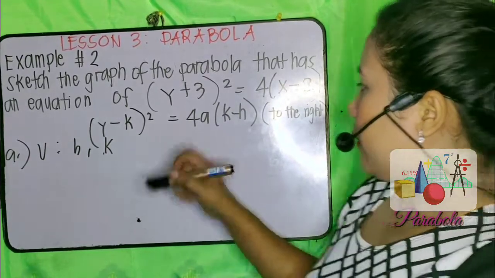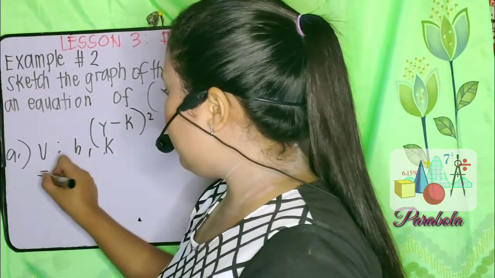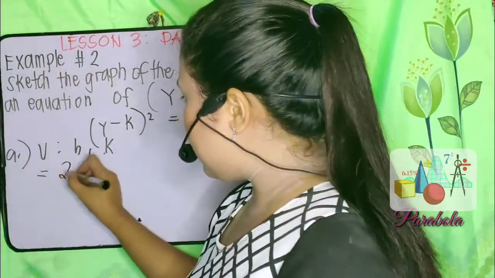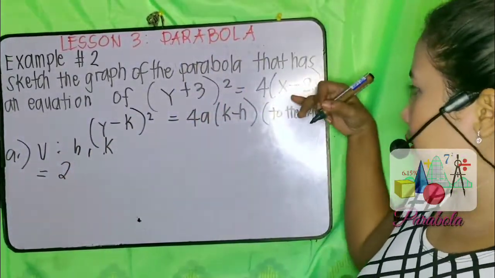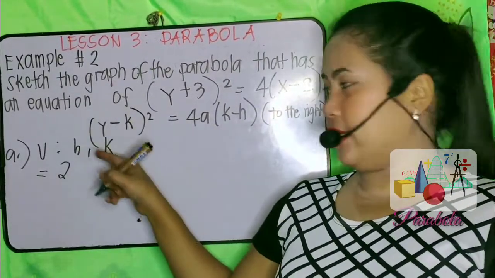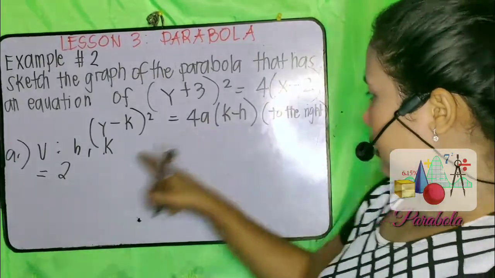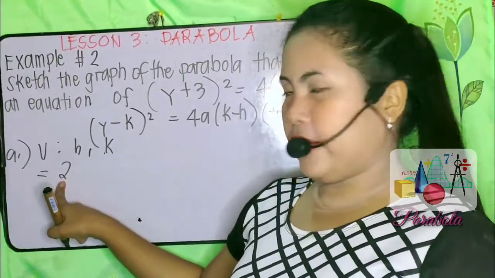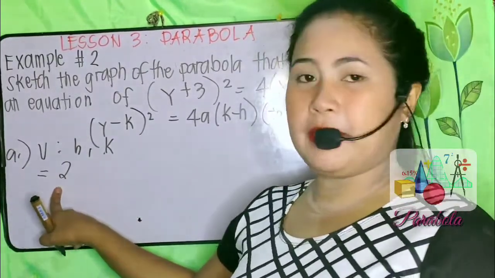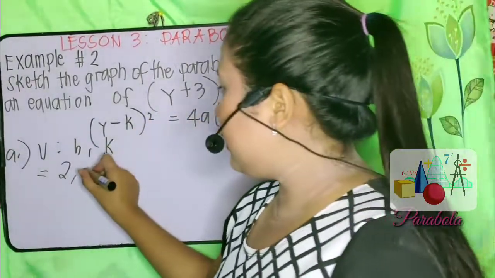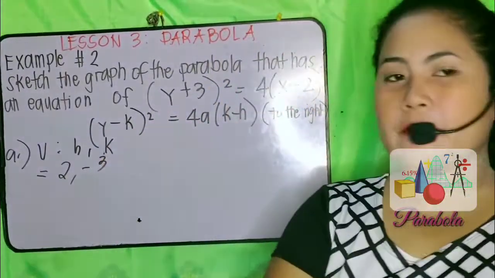Okay. So, here, our h will be positive 2. Why positive 2? Because it is negative here. Here, the h is 4x, and then the k is 4y. Okay? So, negative 2, let's equate it, therefore it becomes positive 2. And then, 4k, positive 3, it would be negative 3. So, that is our vertex.